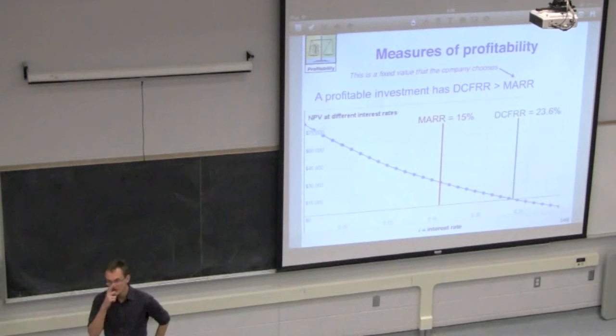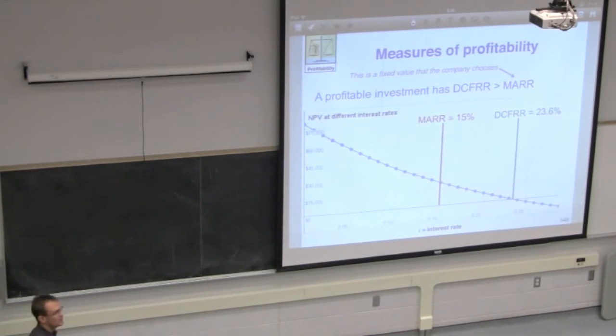MARR, minimal accepted rate of return. We had a bit of discussion in the class yesterday about what the order of magnitude for MARR would be. So MARR incorporates the concept of the company's risk, and it also incorporates the amount that the company expects on that investment. If it's a very low risk investment in an established market, small MARRs are the norm.